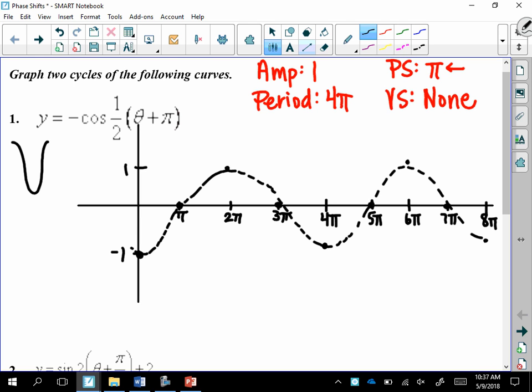But what am I doing to this graph? I'm shifting it how? To the left pi. So every single point is going to get shifted pi units to the left. So now this point that was right here is now shifted over pi units to the left, and all of them are getting shifted over. And so here's what this graph of cosine would look like.